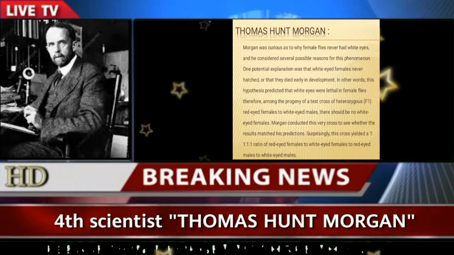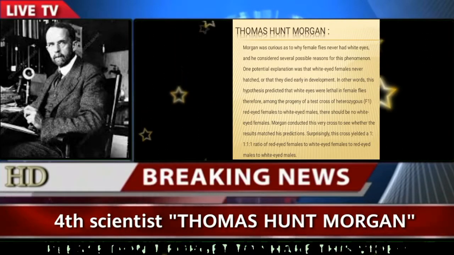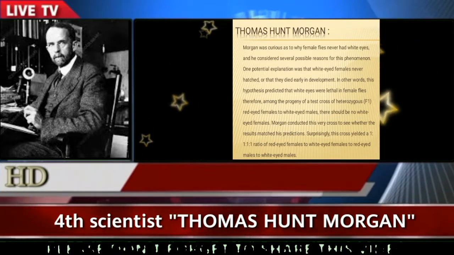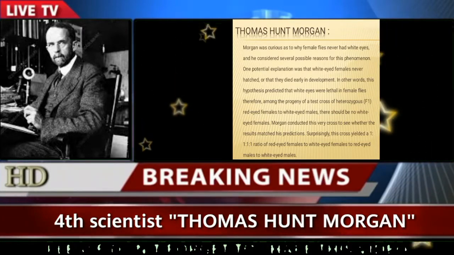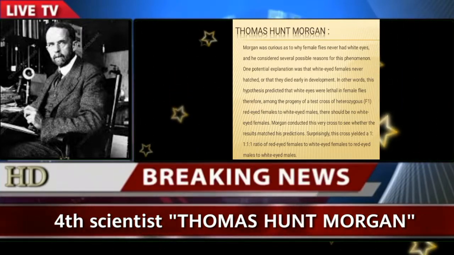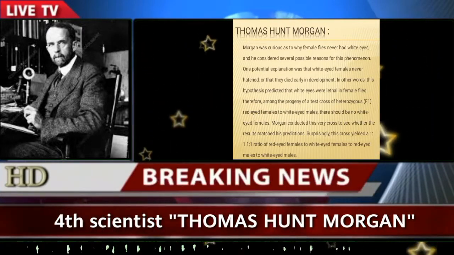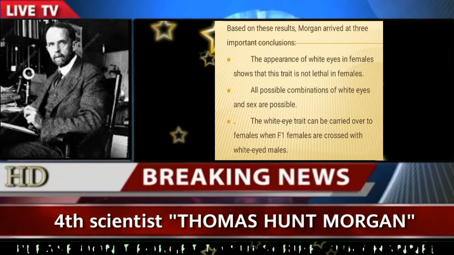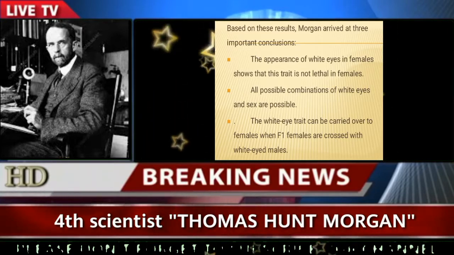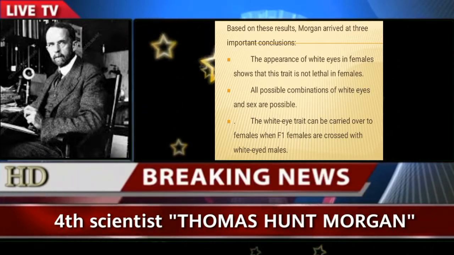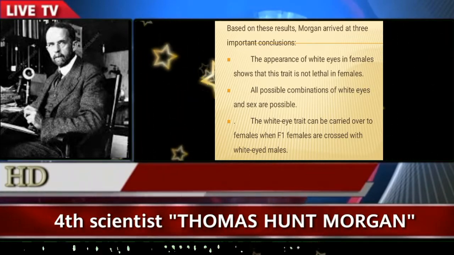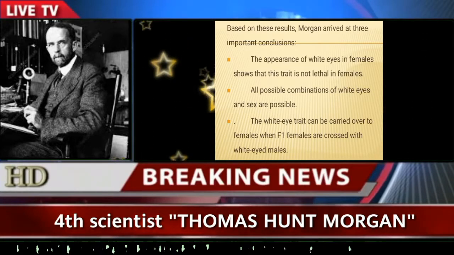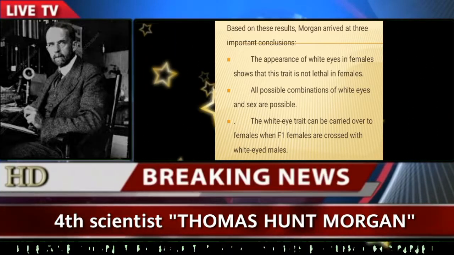Surprisingly, this cross yielded a 1:1:1:1 ratio of red-eyed females to white-eyed females to red-eyed males to white-eyed males. Based on these results, Morgan arrived at three important conclusions. The appearance of white eyes in females shows that this trait is not lethal in females. All possible combinations of white eyes and sex are possible. The white-eyed trait can be carried over to females when F1 females are crossed with white-eyed males.